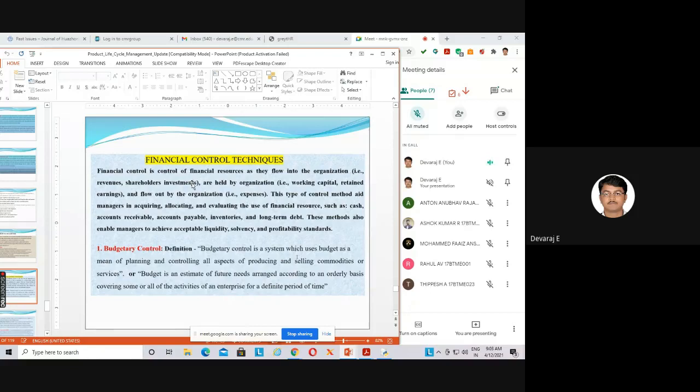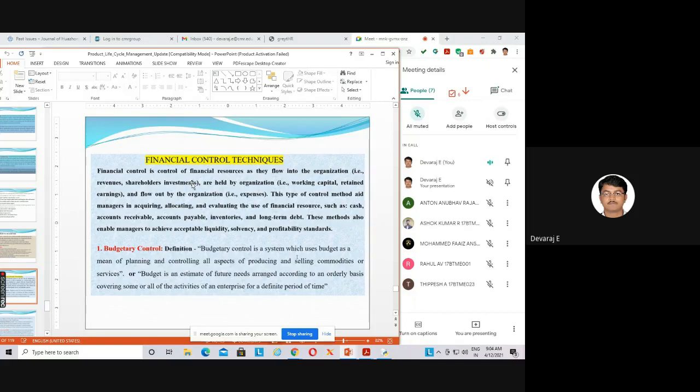How much money is coming into the company, and how much the company is investing for manufacturing and new product development, like cash and accounts receivable. Accounts receivable means once we supply the products, you get back the money, right? So that's called accounts receivable: getting the money from other companies.